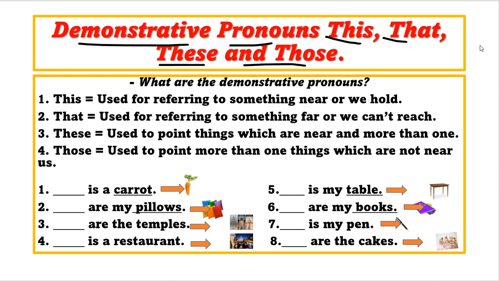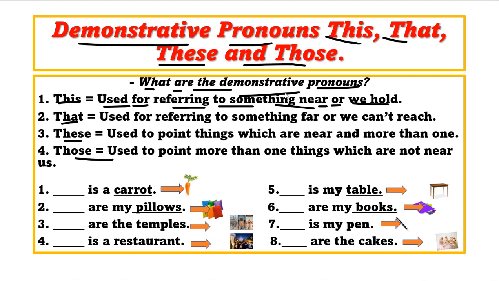Okay, this is only a review of what I taught you last semester. So here, what are the demonstrative pronouns? We have this, that, these, and those, and their definitions. This is used for referring to something near or that we hold. So near, it means like this.